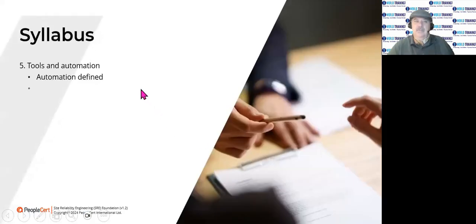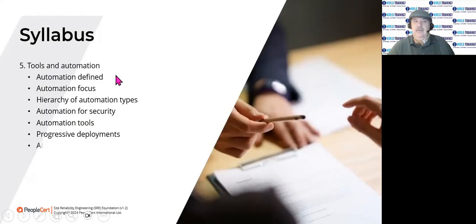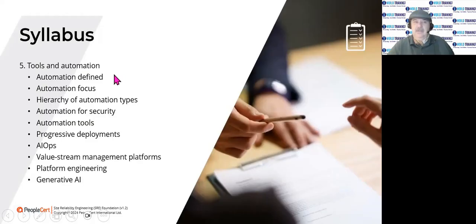The syllabus for this module, we'll spend a little time discussing what is automation, at least in the context of SRE, how you might think about automating things from a conceptual point of view. The hierarchy of automation types is, again, a way of introducing and adopting evolving automation. We'll talk a little bit about automation for security, which is kind of a crash course on DevSecOps in particular. A little bit about tools, some other things about deployments and automation.